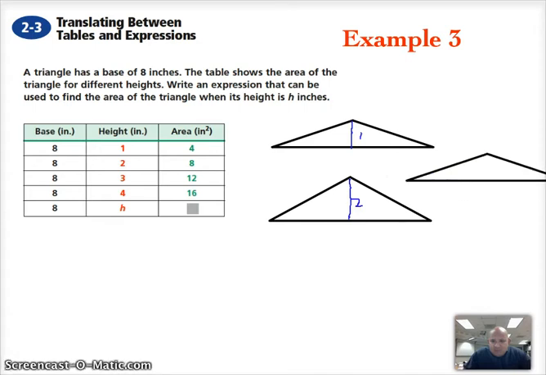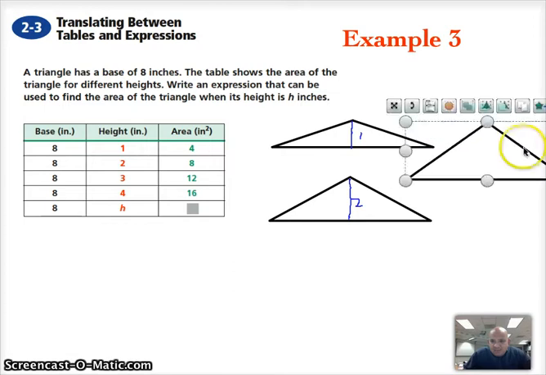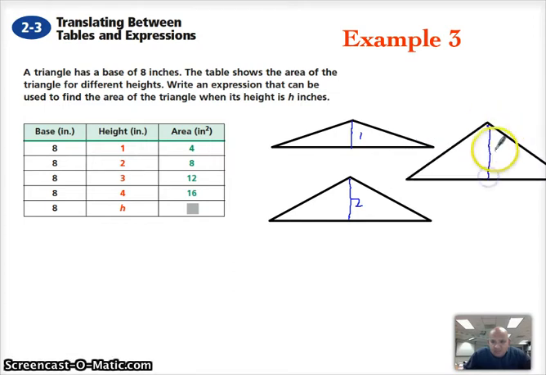Here I've got a third one. Base is going to remain the same here, yet I'm going to extend that height, and we'll call that 3. So we have 1 inch height, 2 inch height, and a 3 inch height here. And those 2 little tick marks there mean inches. So if we have a triangle that's an h height, any height, what would the expression be over here? Well, let's find out the relationship between the height here and the area over here.